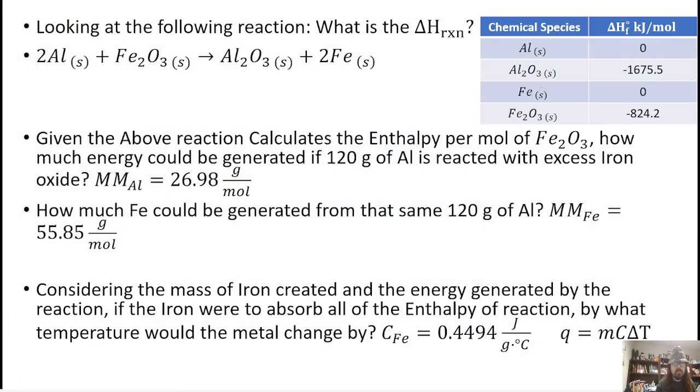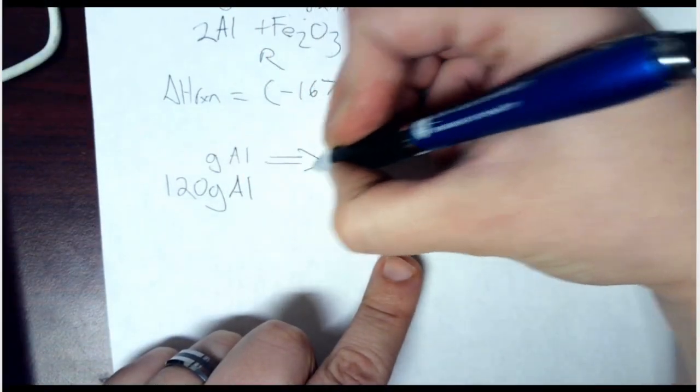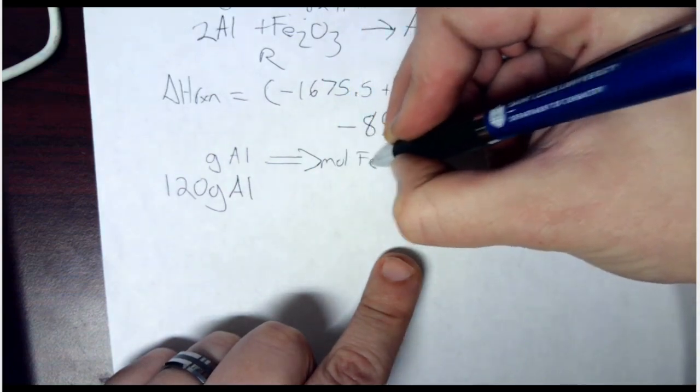Okay, so problem 2. Given the above reaction, calculate the enthalpy per mole of iron oxide. How much energy could be generated if 120 grams of aluminum reacted with excess iron oxide? The molar mass of aluminum is 26.98. So we're going essentially from grams of aluminum to moles of Fe2O3.